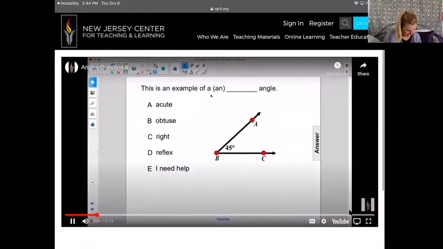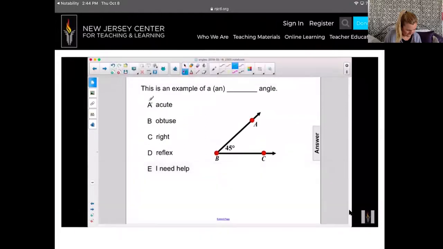This is an example of an acute angle because 45 degrees is less than 90 degrees but greater than 0 degrees. So the answer is A.